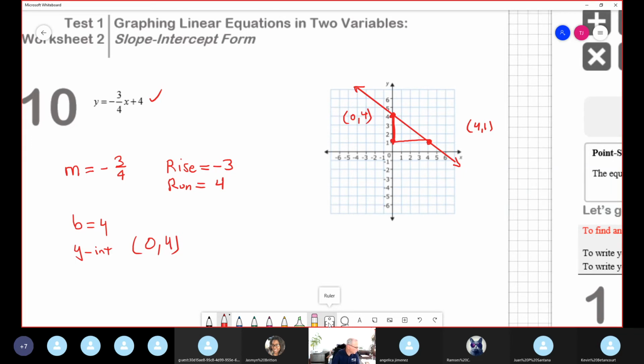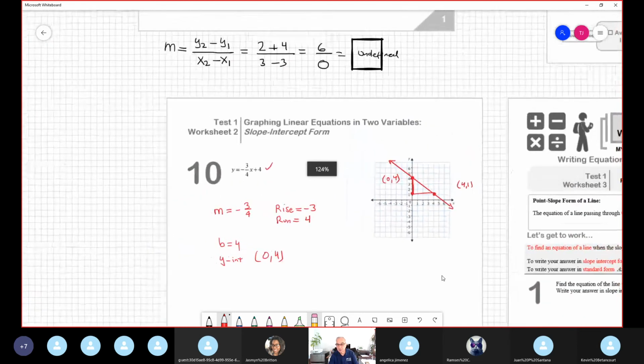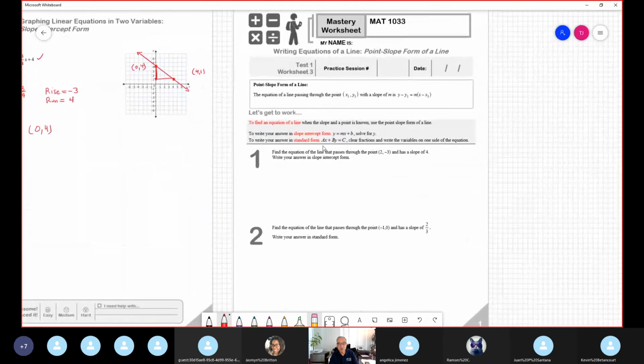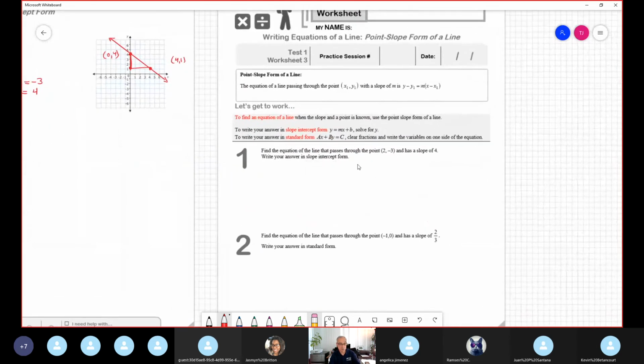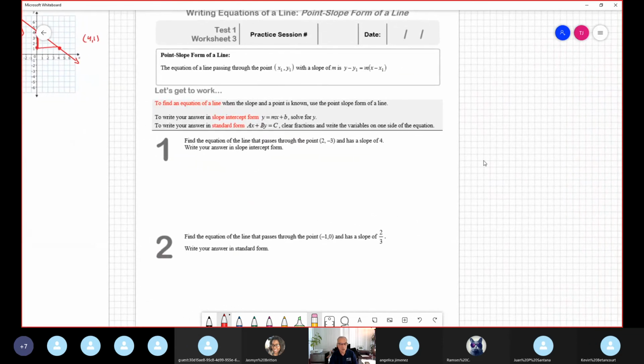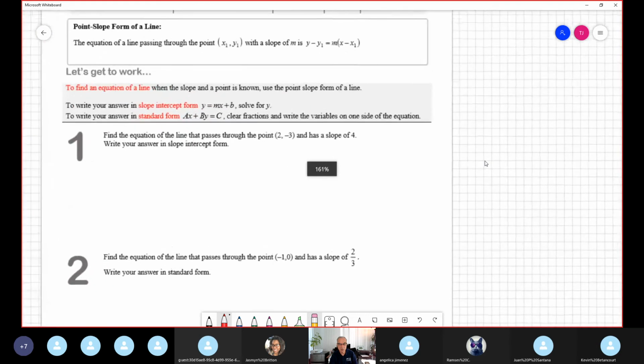Now let's move on to the next page. Next page is about point slope. Okay, let's do at least one. Find the equation of the line passing through the point 2, -3 and has a slope of 4. Write your answer in slope-intercept form.